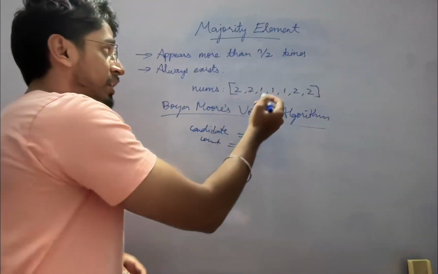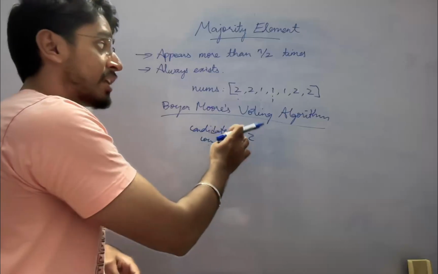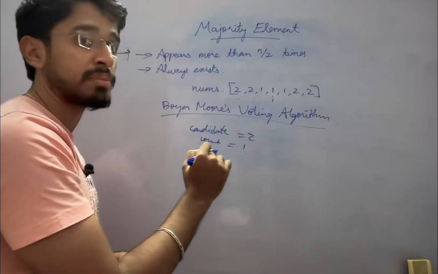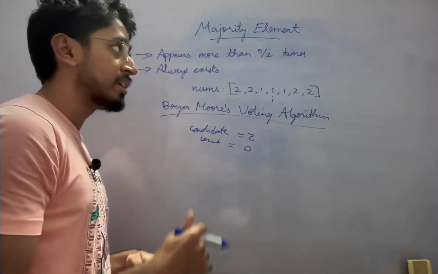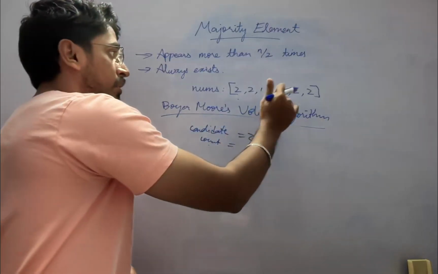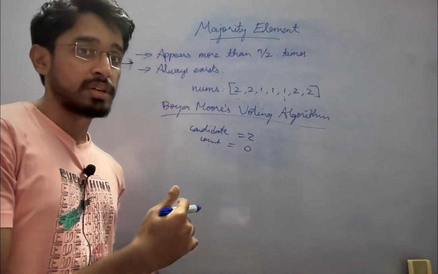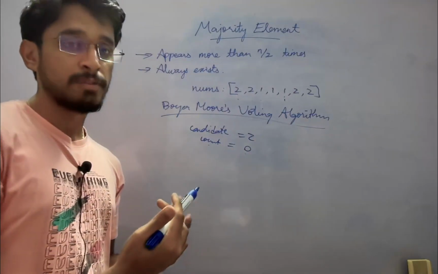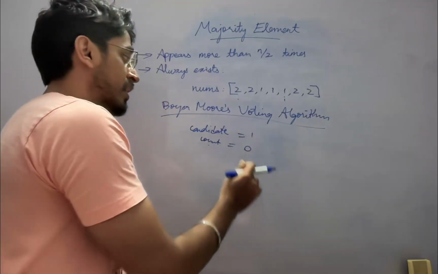Now we increment i. Now the candidate is 2, so still we need to decrement. So 1 minus 1 becomes 0. Now again we increment i. Now you see that count is going negative, so that means that 2 is no longer a valid candidate. So we need to update 2 to 1, and increment the count.